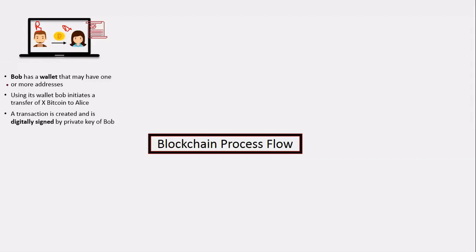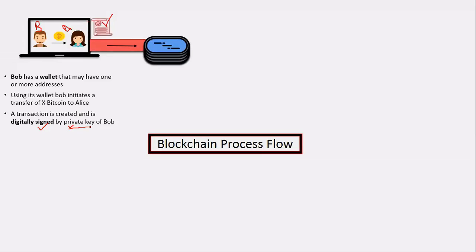All right. Now, when Bob wants to transfer, let's say X Bitcoin to Alice, he creates a transaction and digitally signs that transaction with his own public key, right? So he creates a transaction, puts the value in that transaction that I want to transfer X Bitcoins to Alice, and then digitally signs that transaction using his own public key. So far, Bob has simply created a transaction and nothing has happened, right? He is just creating a transaction.